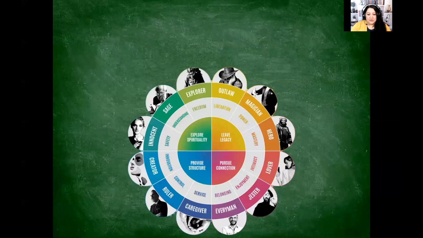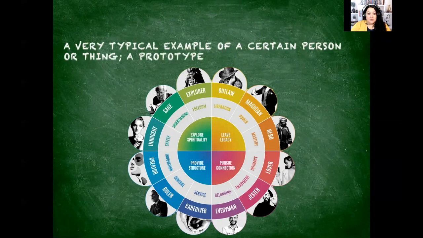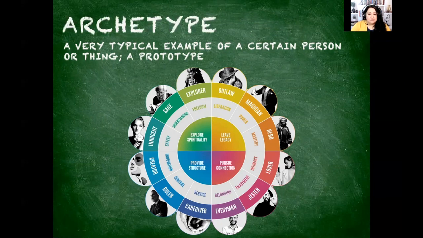Oh, maybe you already know this based on the picture. A very typical example of a certain person or thing, a prototype. Okay. So this is called an archetype. And the way I remember this is the word type. Arch is like people, right? We're studying people, a type of person.